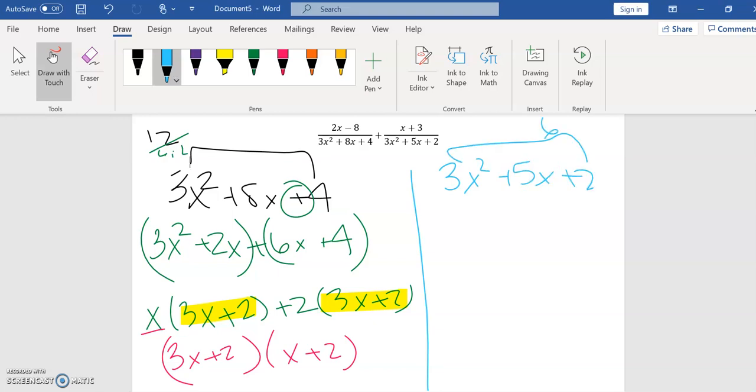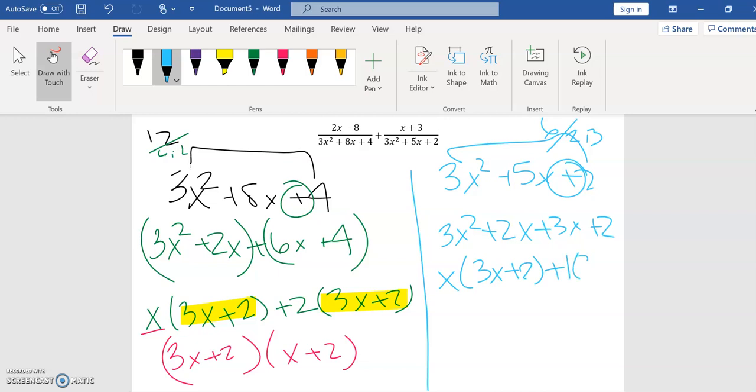So this is 6. I need the pair of 6 that adds to 5, which is going to be 2 and 3. So 3x squared plus 3x plus 2x plus 2. So I'm going to take an x out of both of those, 3x plus 2. This I can only take a 1 out, but that's okay because we can see those match. Bring that out front, and I'm left with an x plus 1.